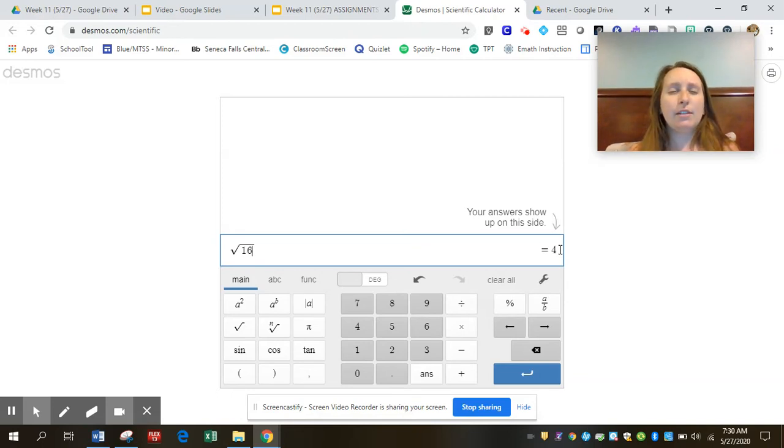So you can try to do the answers in your mind, but you can also just type them in the calculator, because as things get more advanced with square roots and radicals, you want to be able to use your calculator to figure it out. Okay, so again, Desmos Scientific Calculator, square root right here, 16, and your answer shows up over there.